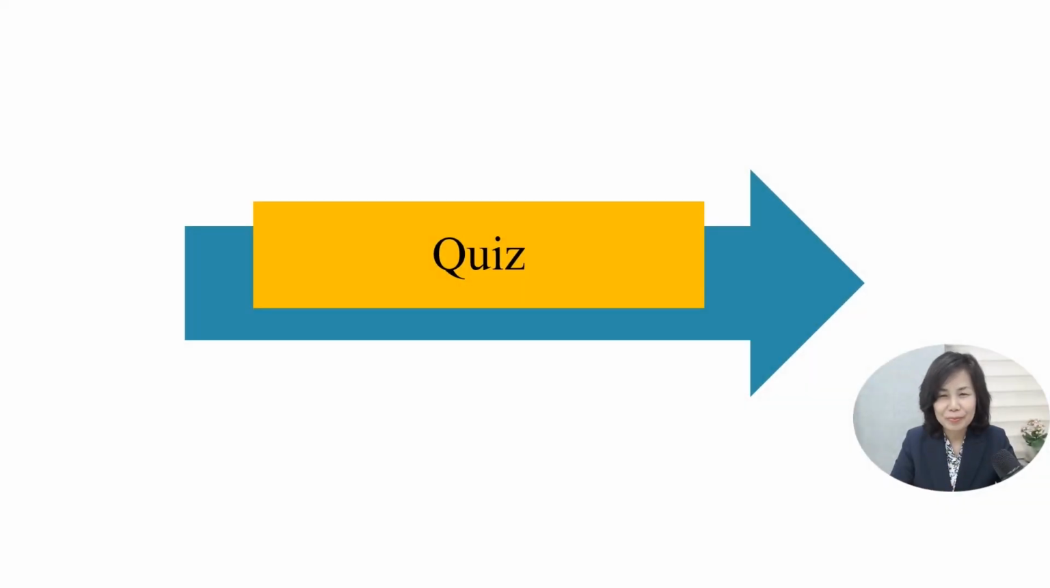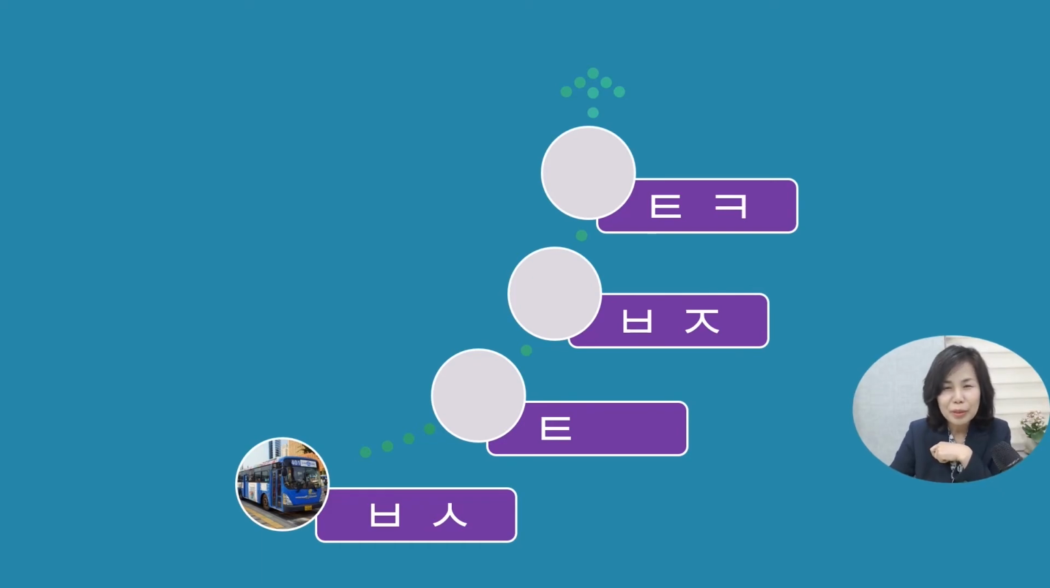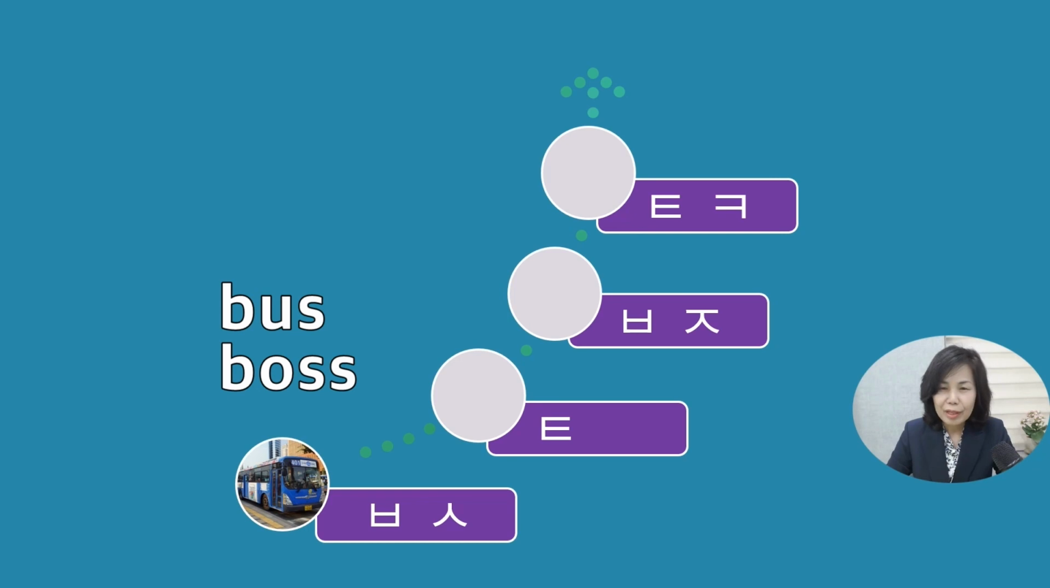Quiz time. Okay, let's try to guess the words. It shows consonants only because we didn't study vowels yet. Look at the bottom. There are two-syllable words starting with B and S. What is that? Yes, it's bus or boss. Like this, think of the other three words as well. If you have any words, whether in English or your language, please leave a comment. It'll be interesting. And next class, we will check it together.